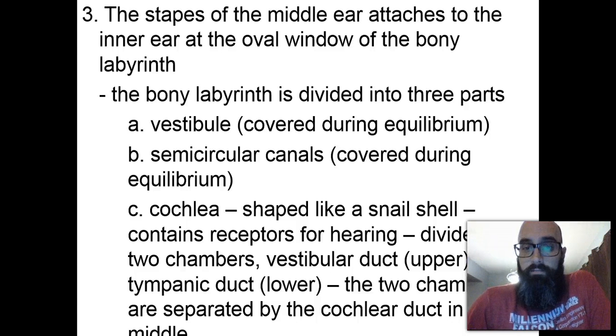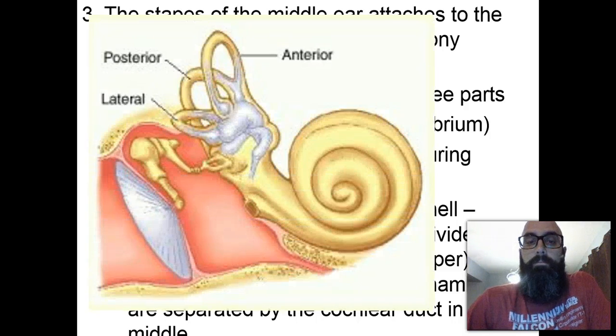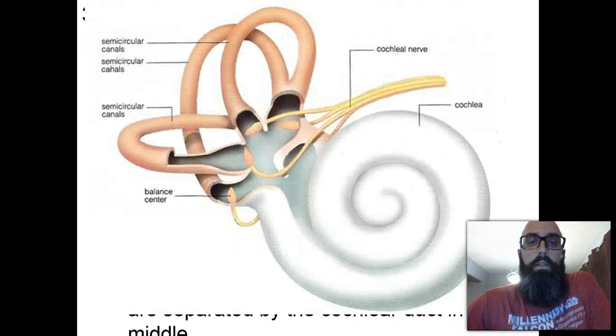So the cochlea is, by definition, shaped like a snail shell. It contains receptors for hearing and is divided into 2 chambers. You have the vestibular duct and you have the tympanic duct. Don't worry about those too much because that's a little bit more detailed, but the 2 chambers are separated by the cochlear duct in the middle. So here's your semicircular canals, you have your cochlear nerve, you have the cochlea, and here's the snail shell looking structure. Here's where balance is, and here's your equilibrium or semicircular canals.